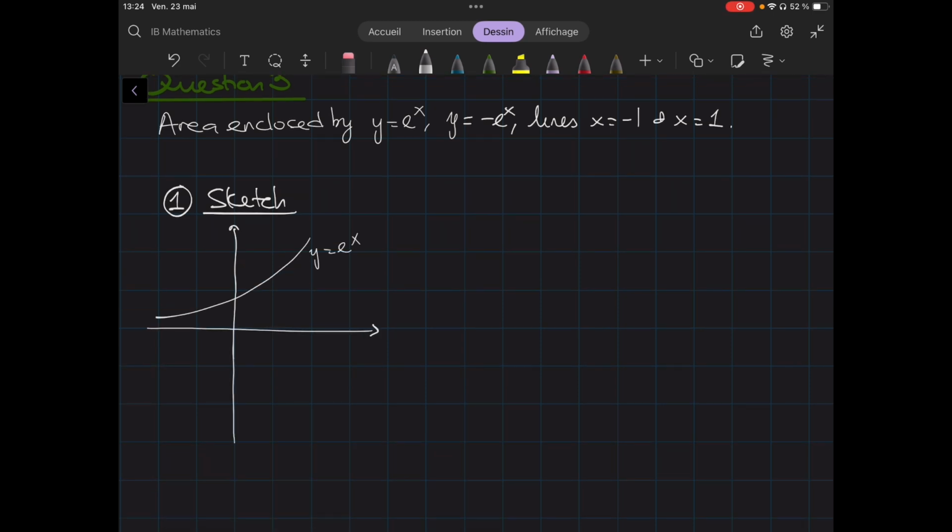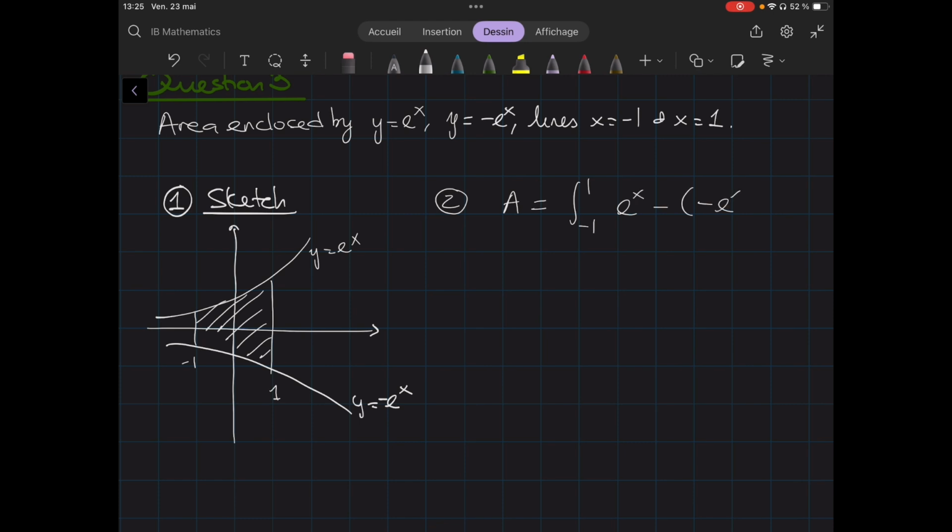This is y equals e to the x. This is y equals negative e to the x. We're integrating between negative 1 and 1. So this region here. Setting up the integral to find this area is trivial. So the area is going to be from negative 1 to 1 of the upper curve, e to the x, subtracting the lower curve, negative e to the x.